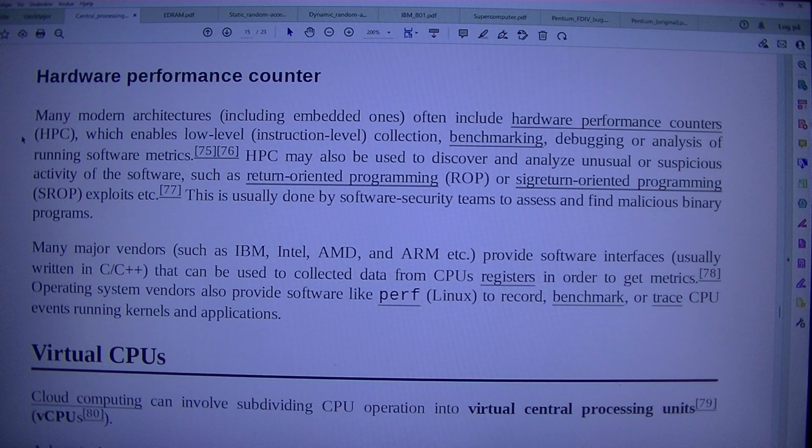including embedded ones, often include hardware performance counters, HPC, which enable low-level, instruction-level collection, benchmarking, debugging or analysis of running software metrics. HPC may also be used to discover and analyze unusual or suspicious activity of the software, such as return-oriented programming, ROP, or SIGreturn-oriented programming, SROP, exploits etc. This is usually done by software security teams to assess and find malicious binary programs.